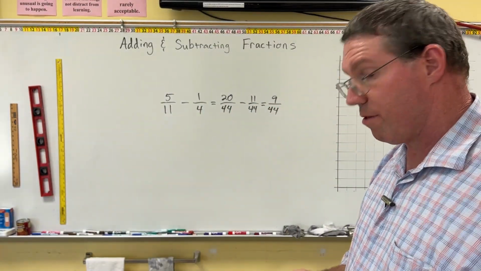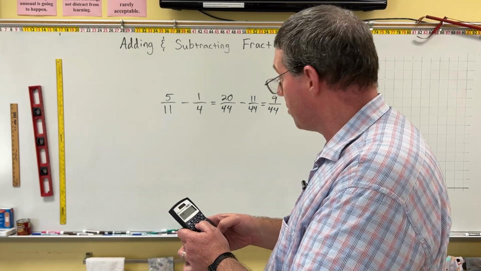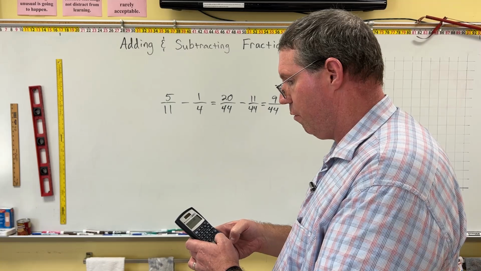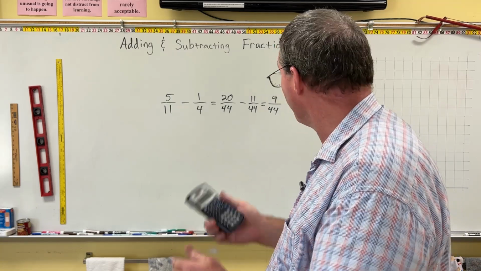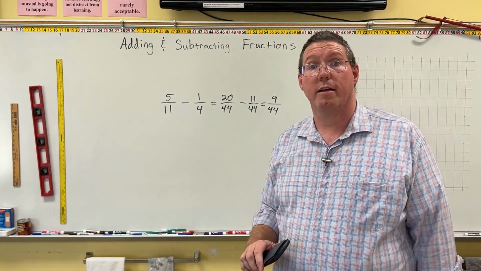And then another great thing, if you were to use the scientific calculator to do this for you, is it'll also reduce the fraction if it's reducible. So if I do 5/11 minus 1/4, enter, and I get 9/44, and that's reduced. And that's basically just a review on adding and subtracting fractions.